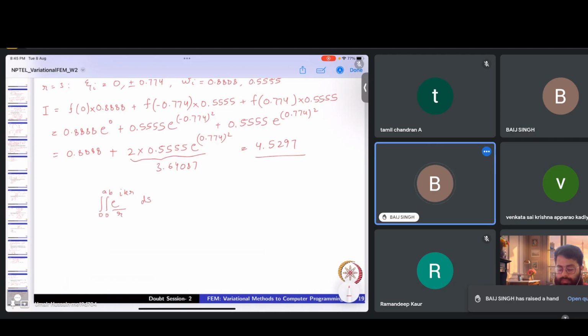That's interesting actually. Anyways, this is completely new for me also. Apart from FEM, we've never looked into Gauss quadrature in other things. Sure, sir. Thank you.